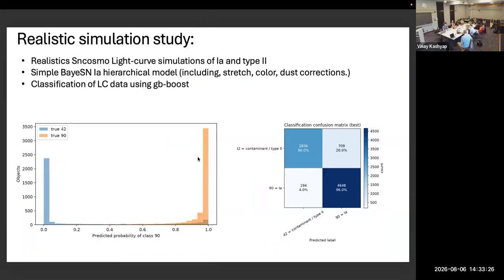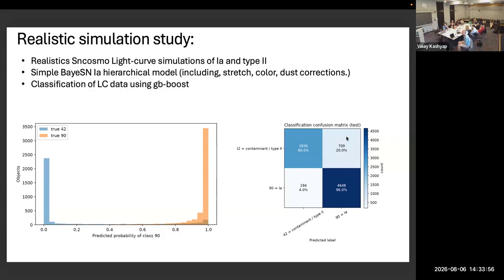And now, instead of the simple toy example, we made simulations for a more realistic study using some SNANA light curve simulations, simulating light curves for type 1A and type 2. Then we used XGBoost to classify the light curves using all the bands of the light curves directly plus redshift. And this is the contamination that we found here and the 1A probabilities.